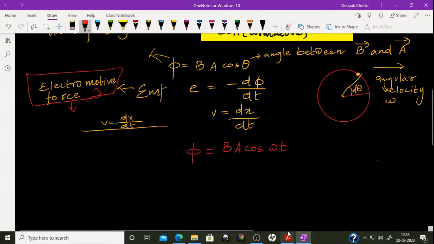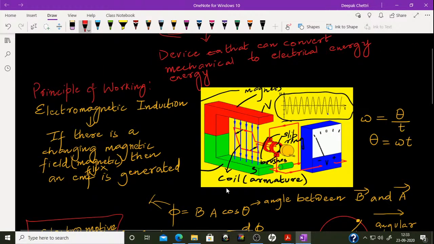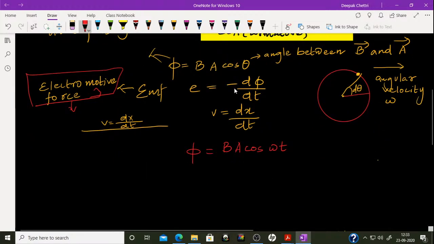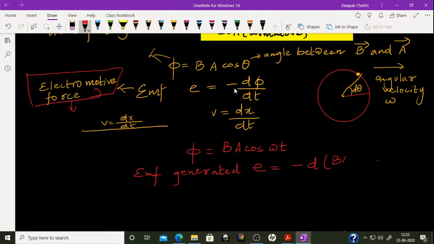Now I told you, as the coil is moving in this magnetic field, your phi changes because the angle is continuously changing, right? We will see that later, but it is changing, and because of that change you get an EMF. The formula is minus d phi by dt. So we'll put this value of phi in that. The EMF generated is E equals minus d by dt of what is my phi? Phi is BA cos omega t, right? So this is the formula for the EMF that will be produced.